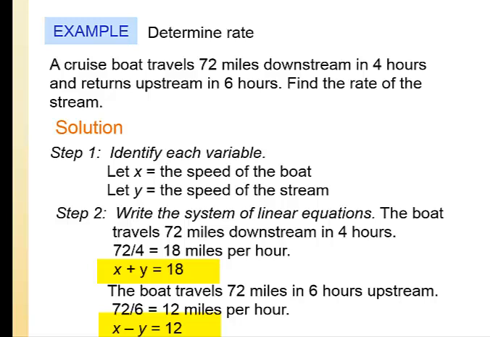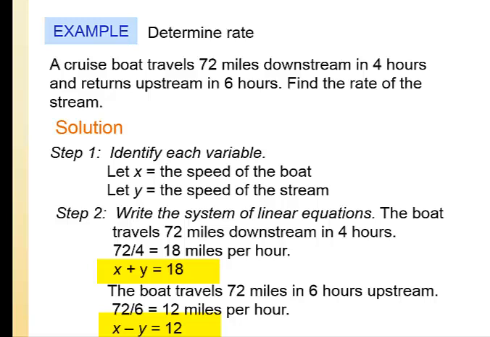18 miles per hour is the boat's speed as it travels with the stream, and 12 miles per hour is the boat's speed as it travels against the stream. x is the speed of the boat as if it were traveling on a lake where there was no current.